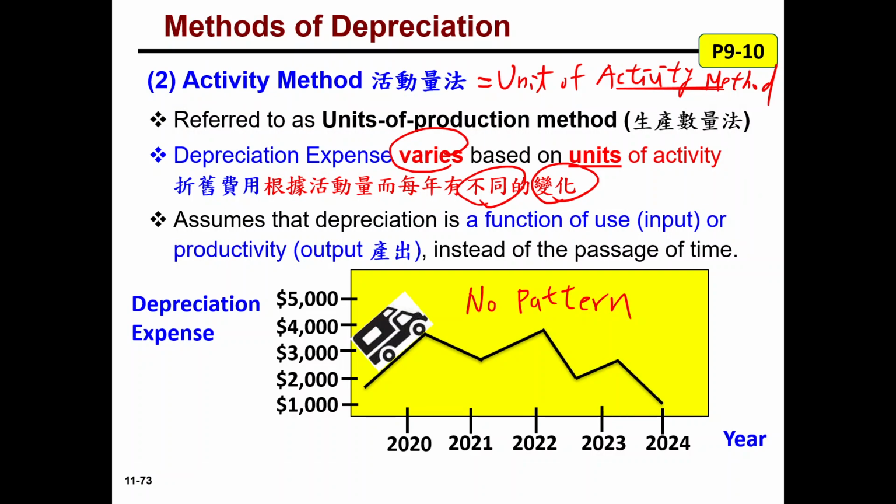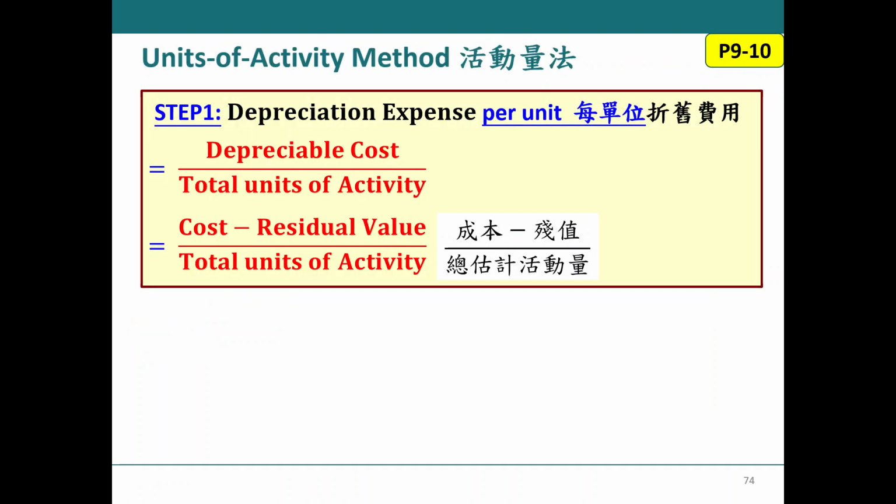So there's a concept right here. So how to get the numbers? Since they don't have the patterns for each year, we have two steps. First step, try to get depreciation expense for each unit. Maybe in 2020 I use 10 units, maybe next year I use 5 units. So how many machine hours I'm going to use for each year will not be the same. But each hour, each unit should be the same. That's why we try to get depreciation expense per unit.